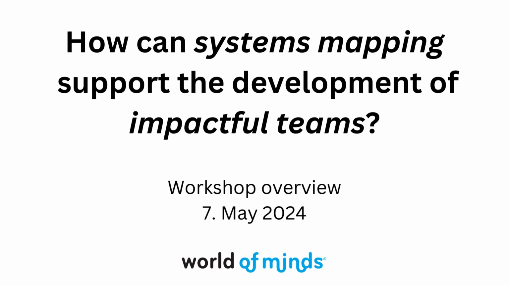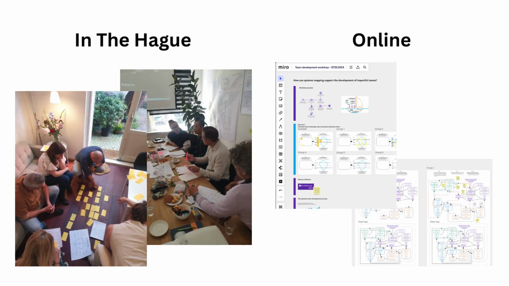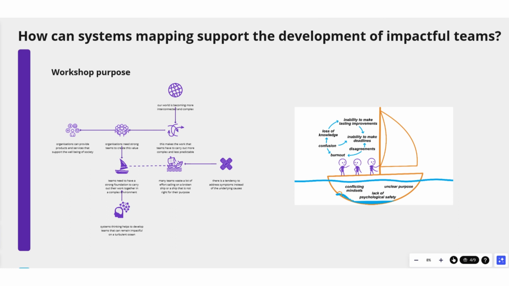At the beginning of May, we brought together around 30 people to discuss how systems mapping can support the development of impactful teams. Part of the group met in person in The Hague, and others from all around the world worked together on a Miro board we had prepared for the workshop. We started the event by giving the context of why in our increasingly complex and changing world, system thinking is needed for the development of impactful teams.